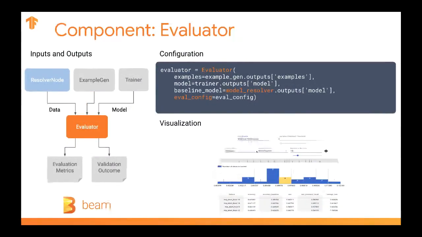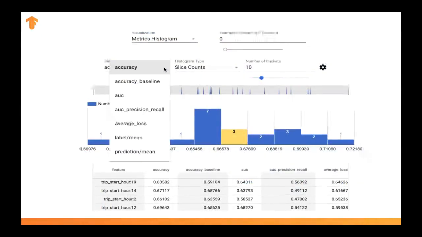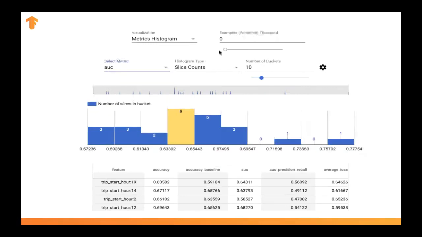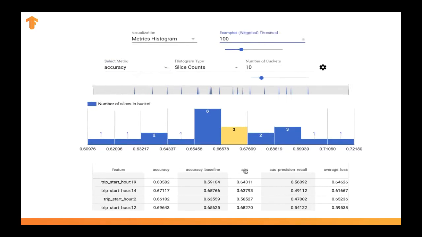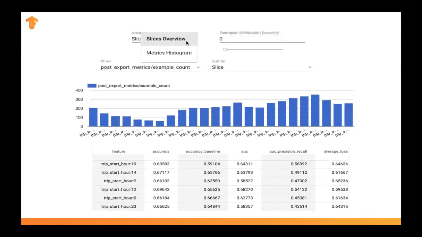The next component is Evaluator. Evaluator does deep analysis of your model performance. And by deep analysis, it's not just looking at the top level numbers for your entire data set, but understanding particular slices of data that are relevant in your domain. So for example, you might be looking at different times of day and trying to make sure that your model performs well across different times of day, or different days of the week, or different languages, or geographies, or different types of customers.